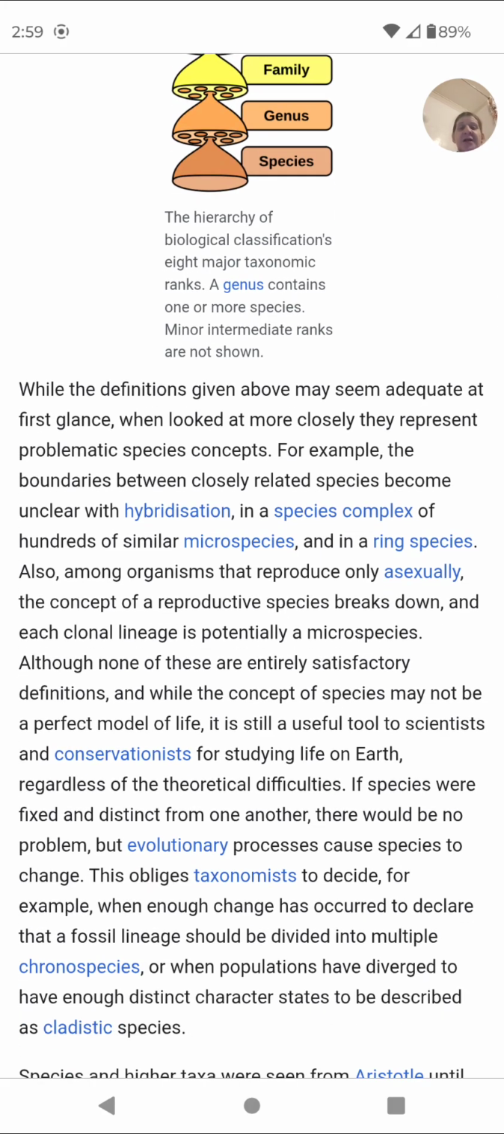While the definitions given above may seem adequate at first glance, when looked at more closely, they represent problematic species concepts. For example, the boundaries between closely related species become unclear with hybridization, in a species complex of hundreds of similar microspecies, and in a ring species, also among organisms that reproduce only asexually.